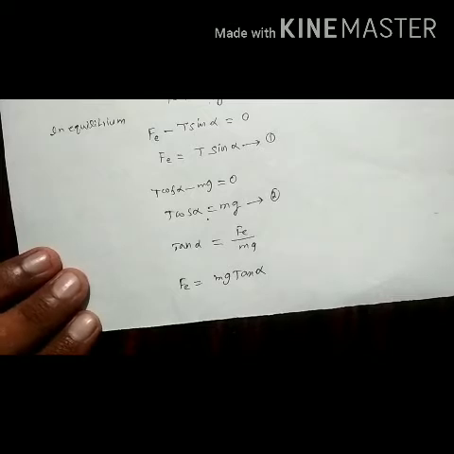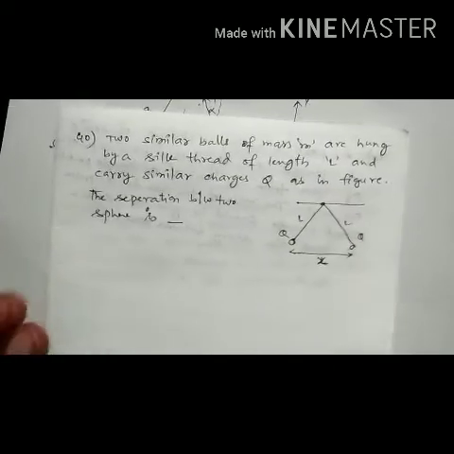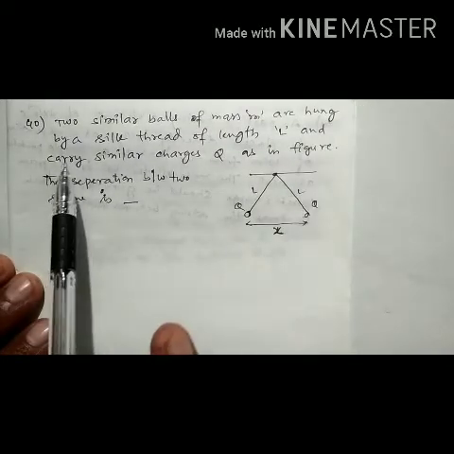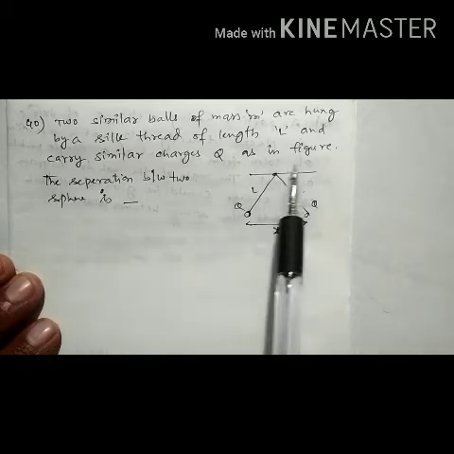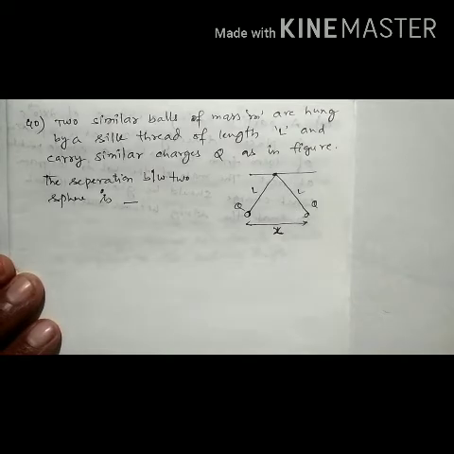First of all, we take the 40th problem, which is very near to our assumption. Let us read the problem. Two similar balls of mass m are hung by a silk thread of length L and carry similar charges Q, as in the figure. The separation between the two spheres is to be found. So we have to calculate x.